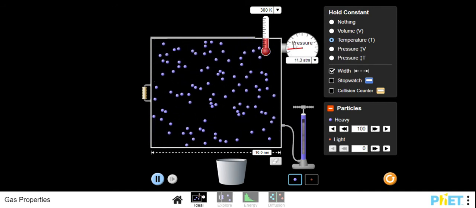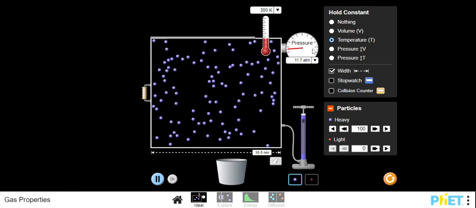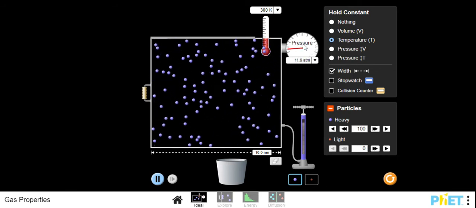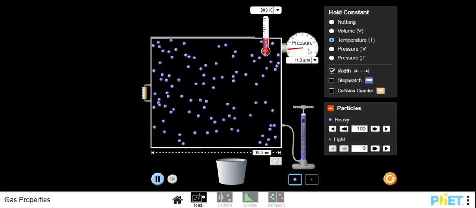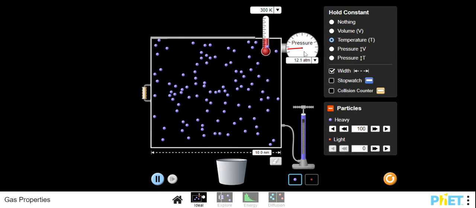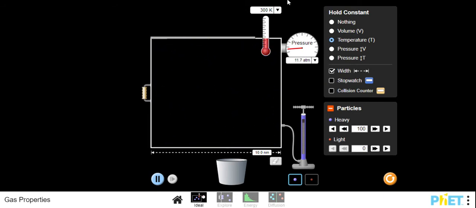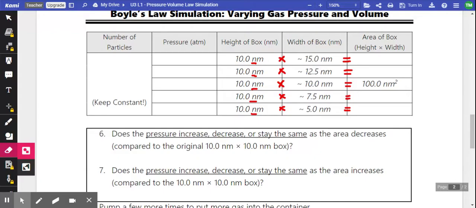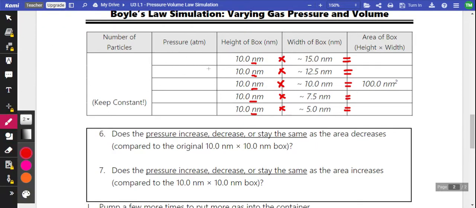Right now my pressure is still floating around, 11.3 to like 12.1. So I would say my pressure is about 11.6. That sounds fair. 11.6 or 11.7, something like that. So on my lab here, I'm going to write in my pressure for 10 nanometers. Pressure is about 11.7, and this is in atmospheres.